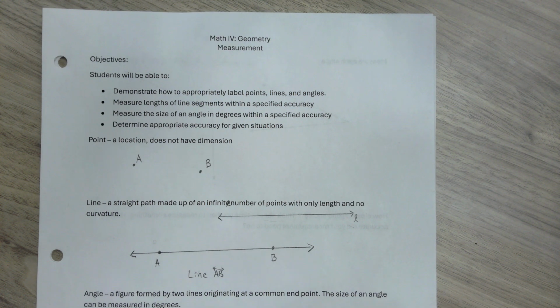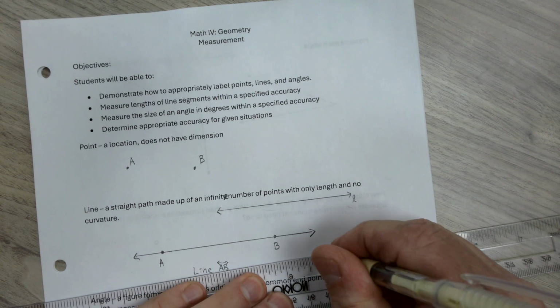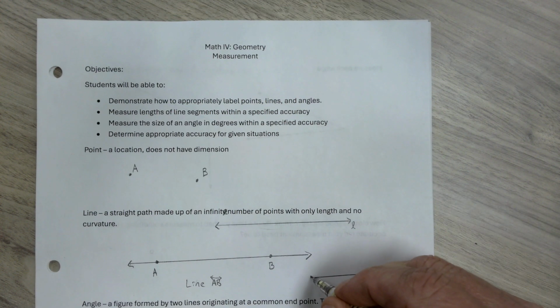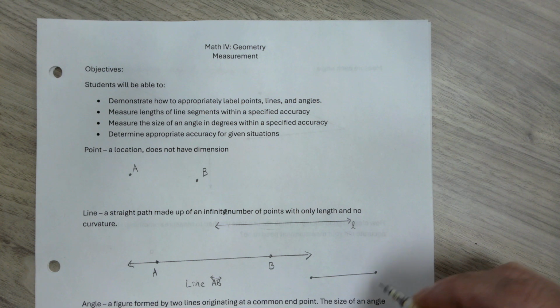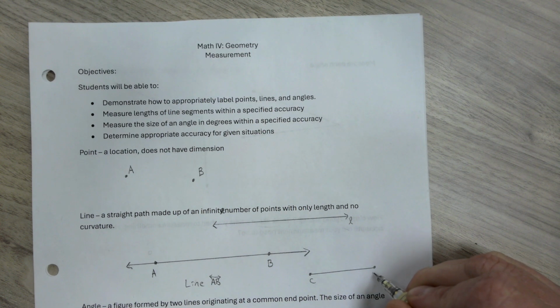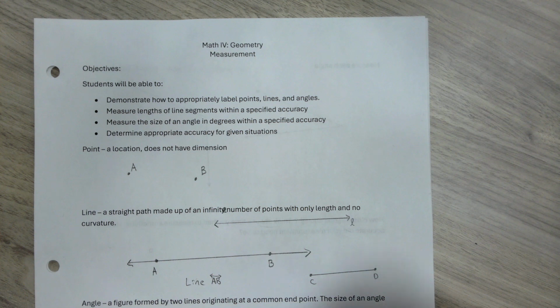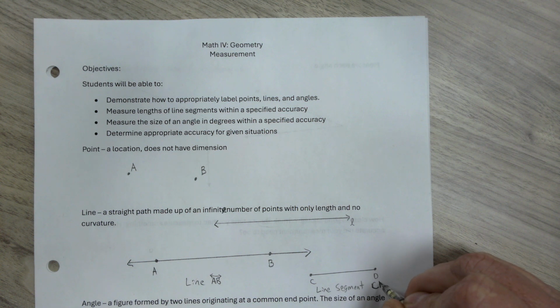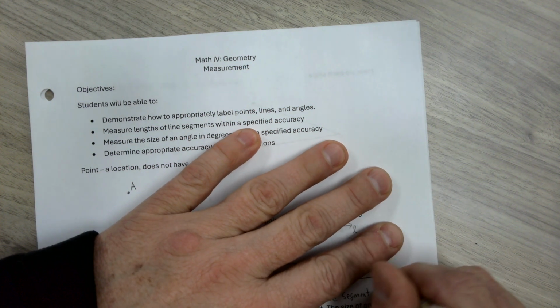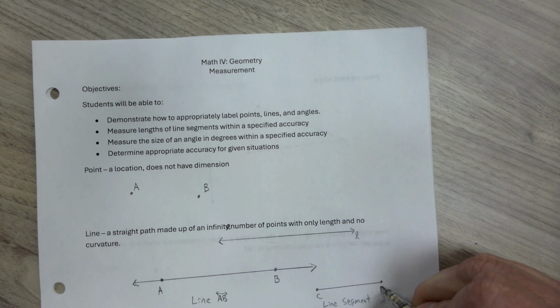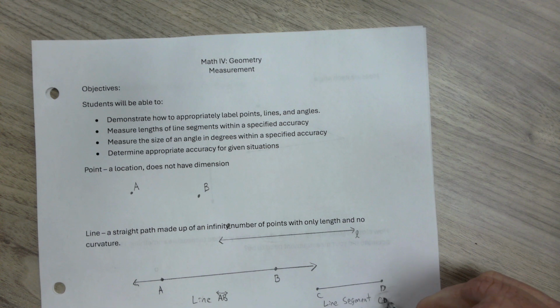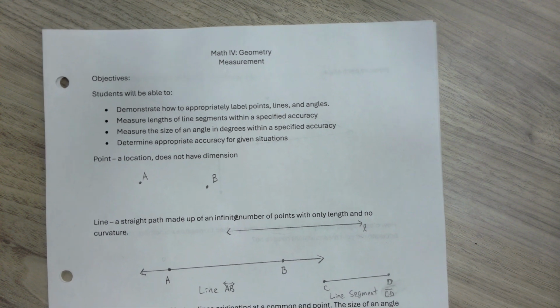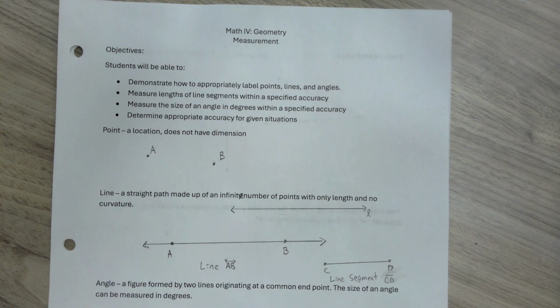What if you don't have a full line? In other words, you don't have a line that extends forever. So let's say it's only part of a line, and we'll use C and D for the letters here. And so this would be a line segment. We'll call it CD, and we'll put a bar over it without the arrows to show that it is indeed just a segment.